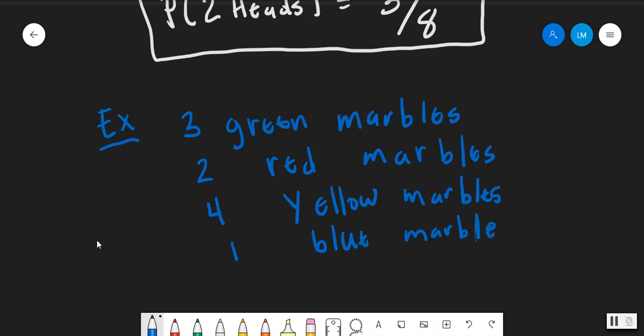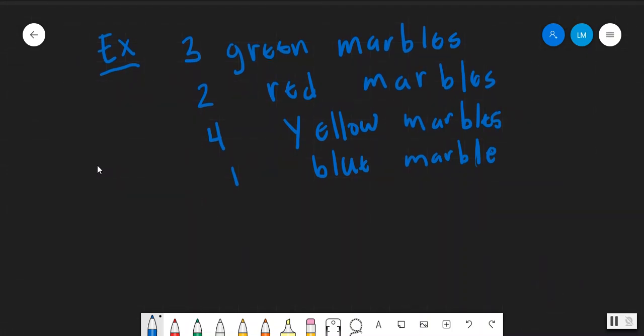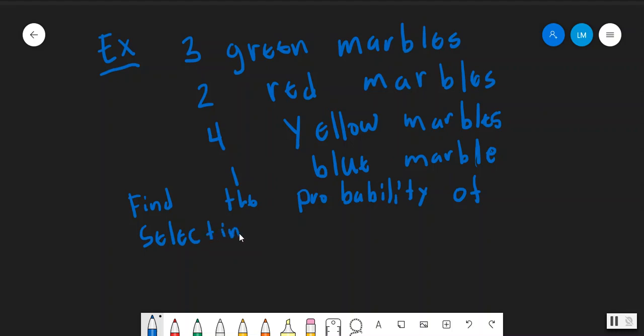Well, suppose that we want to find the probability of selecting at random a, let's just say a yellow marble.